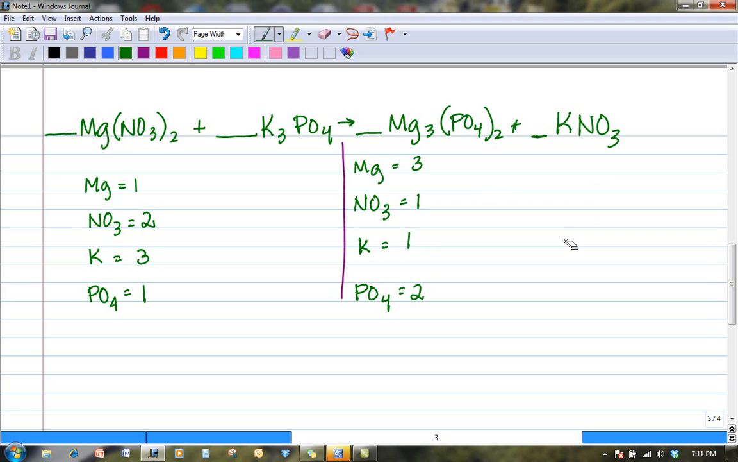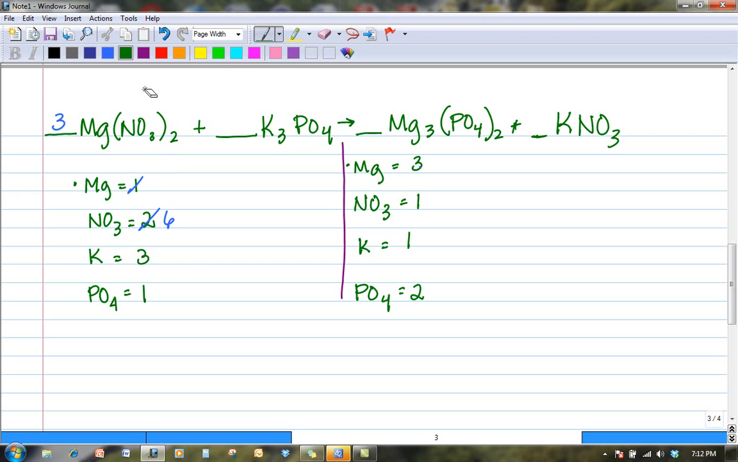So as I take a look here, I'm just going to start with my magnesiums because they're at the top of the list and they're obviously not matching. So for magnesium, I'm going to place a 3 over on this side. That's going to give me 3 magnesiums, so that now my magnesiums are even. But then remember, this 3 is going to distribute to the NO3. But I'm not going to multiply it by the 3 in NO3. Rather, I am going to multiply it by the subscript outside of it. So that means I now have 6 nitrates.